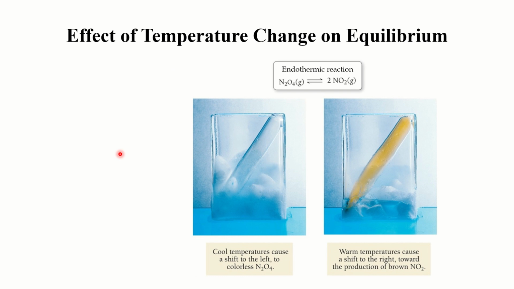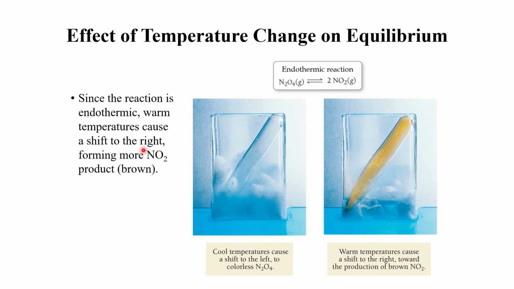All right, let's show this visually. So this is showing an endothermic reaction, N2O4 forming 2NO2. N2O4 is colorless, whereas NO2 has more of a brown color to it. Since this reaction is endothermic, that means we can think of heat as being a reactant. So if we cool this reaction vessel down, where the reaction is occurring inside this vessel right here, that's the equivalent of removing heat, right? Because heat's a reactant here. It's an endothermic reaction, heat's a reactant.